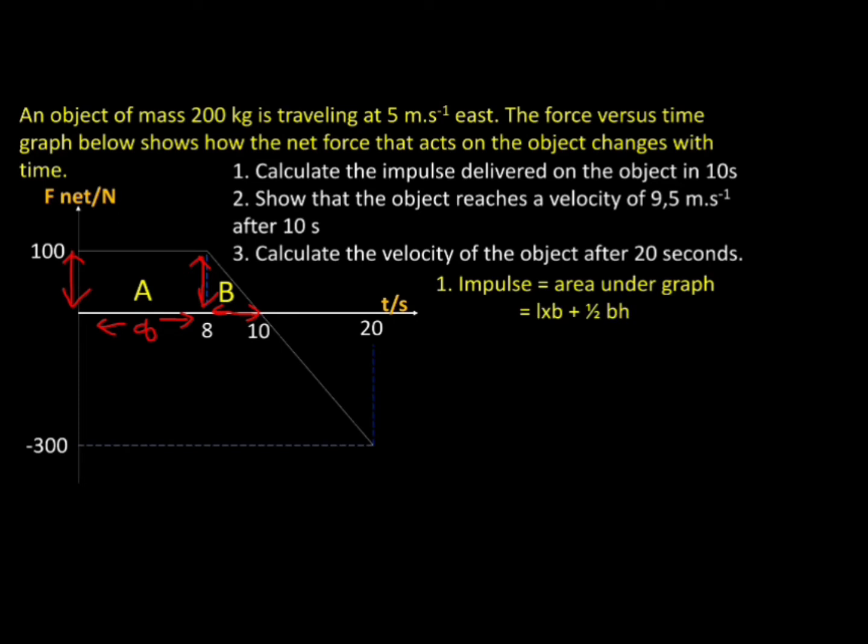Area of a rectangle is length times breadth, triangle half base times height. Since both of these are positive, or the area is in a positive range, the impulse should also be positive. A total impulse is 900 kilograms meters per second in the eastern direction.